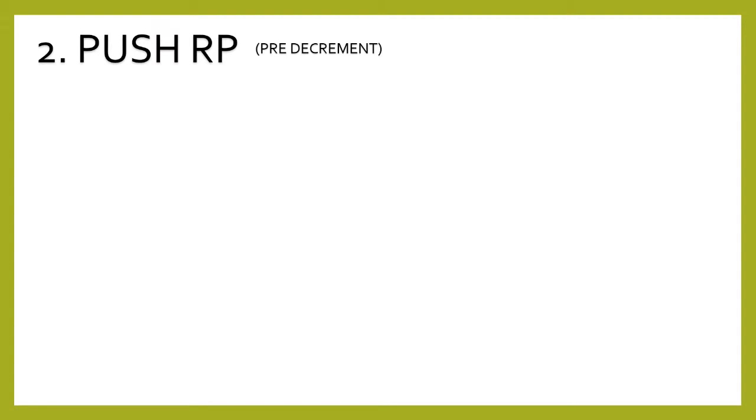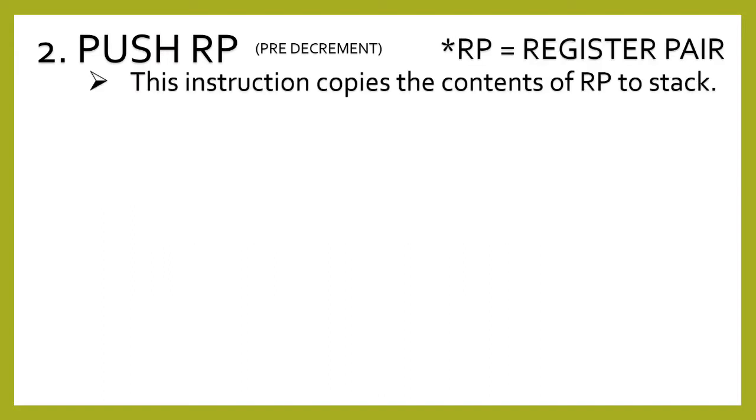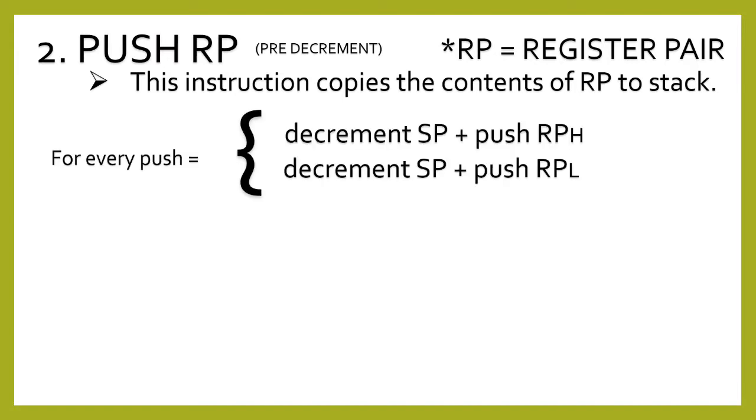So now coming to the second instruction, this is PUSH RP, where RP stands for register pair. We have many register pairs in the microprocessor, which are BC, DE, HL. All these are register pairs. Each register is 8 bits and the pair is 16 bits. This instruction copies the contents of the register pair to the stack. So for every push operation you need to decrement the stack pointer first, and then you need to push or copy the content of the register pair.